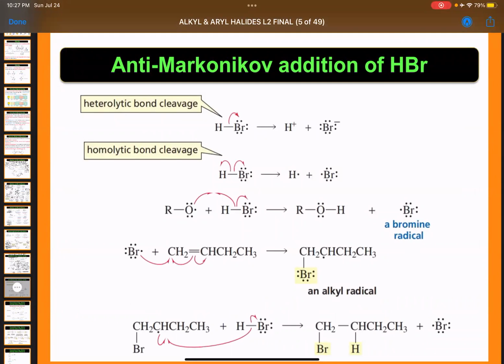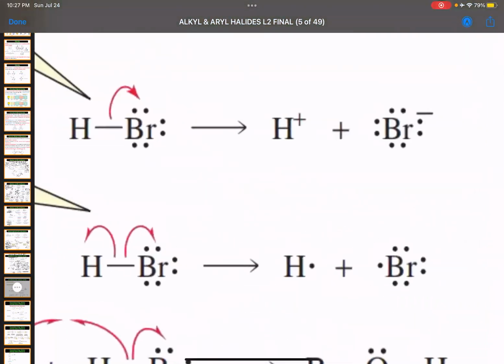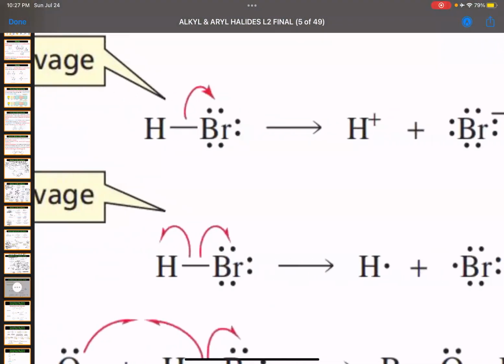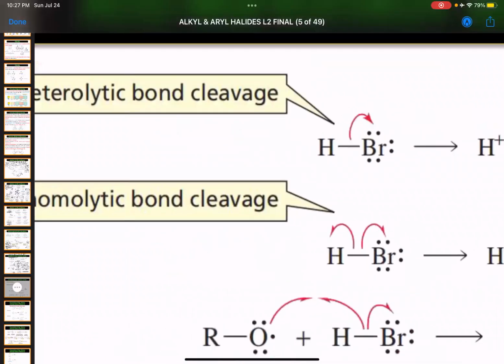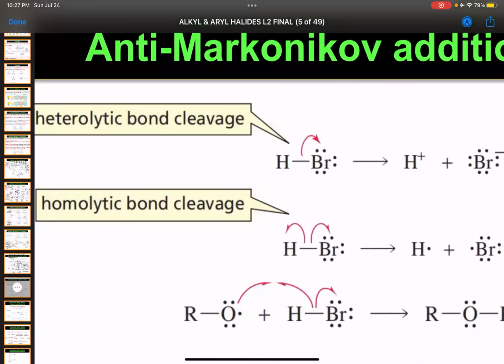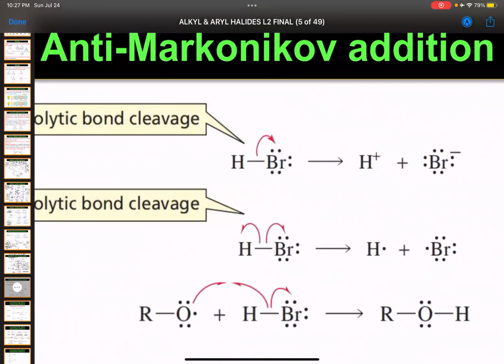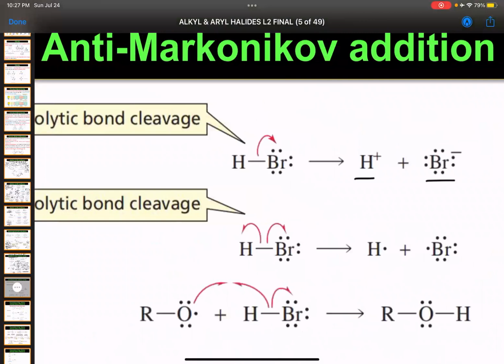Normally, in the absence of peroxide, HBr being polar and acidic will break in this manner, and this is known as heterolytic cleavage. Heterolytic cleavage means the bonded electrons are taken away by one atom, and that will have a minus charge on itself. The other atom will have a positive charge. So this is Markovnikov addition of HBr.